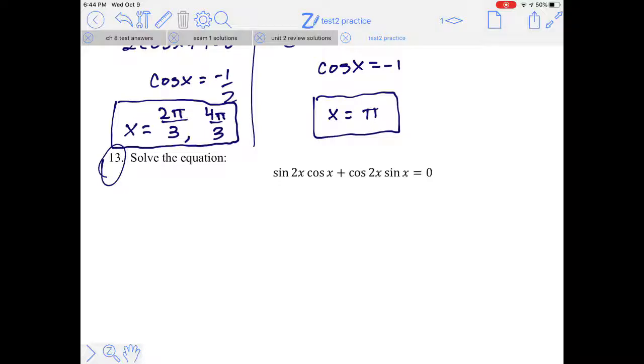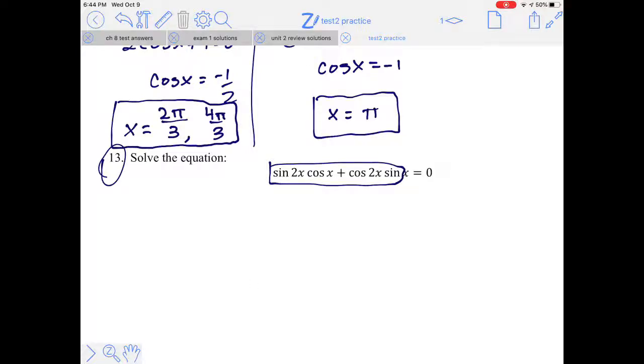Would you guys agree we spent a good amount of time talking about verifying identities? And beyond the fact that they're just super fun, what was the point of verifying that one side equaled the other side? To confirm that it is true, so that you can make expressions easier. That really is the point of practicing verifying identities.